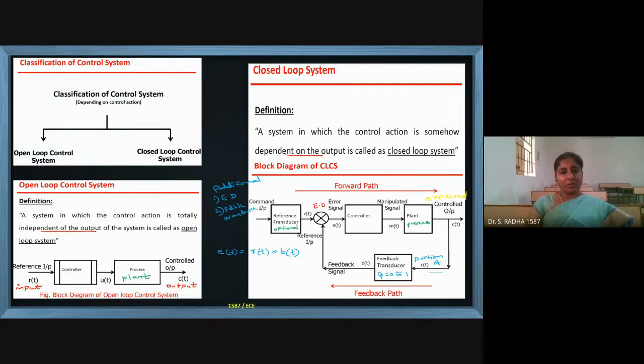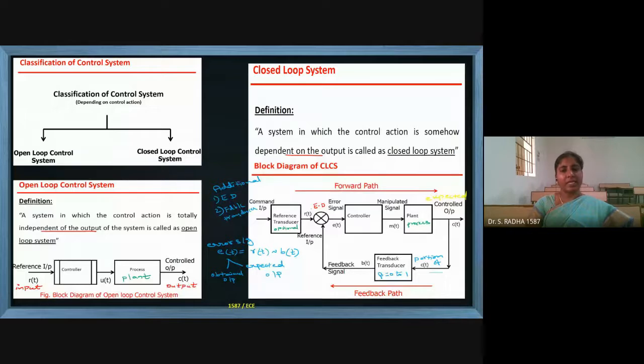Now the error signal will monitor the output signal. It will just keep track of what is the obtained output, and what is the expected output.